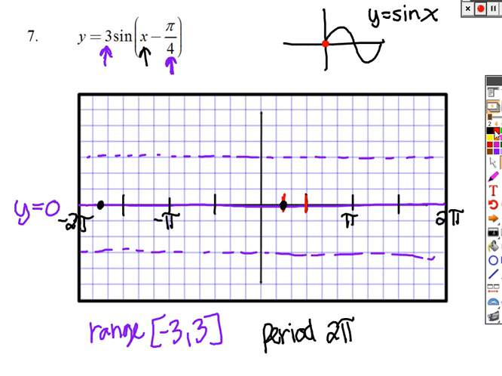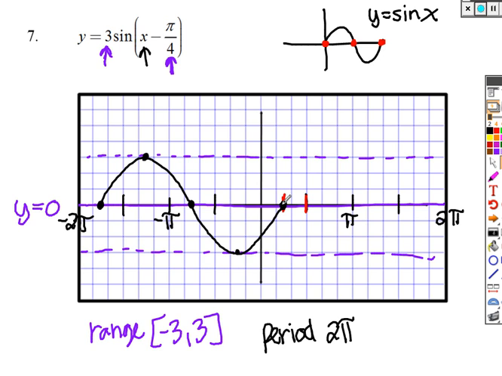So now I kind of have these 2 points. In between those 2 points, the graph should cross the midline again. So 1, 2, 3, 4, 5, 6. If I split the difference right in the middle, I should cross the midline. And then in between these 2 points, I should have a high point and I should have a low point. So 1, 2, 3 in between, I'm going to hit that high point. 3 in between here, I'm going to hit that low point. So this would be 1 cycle.